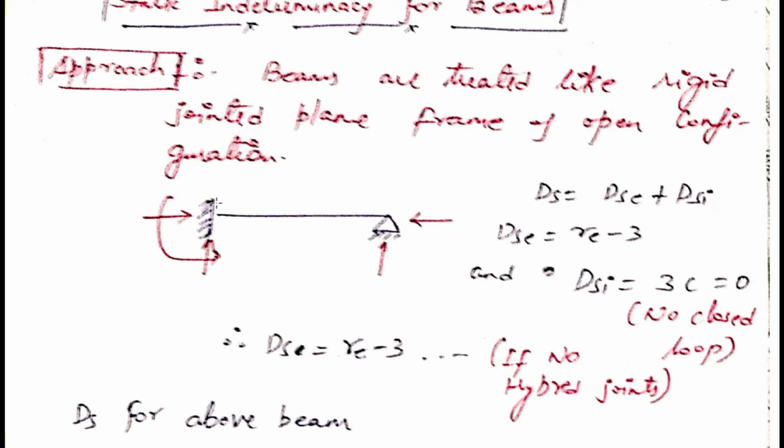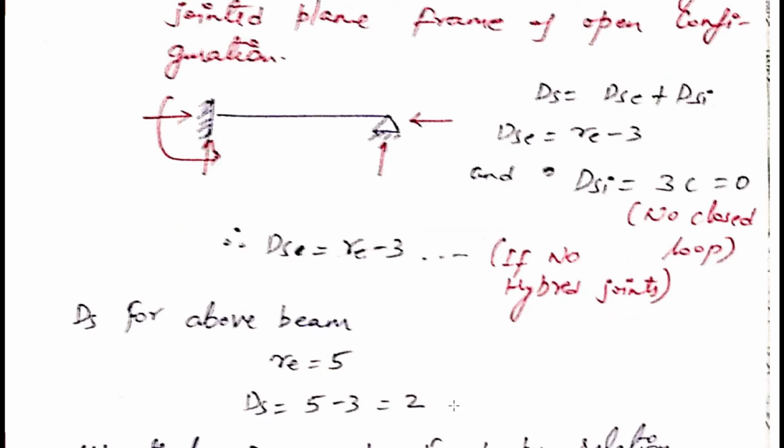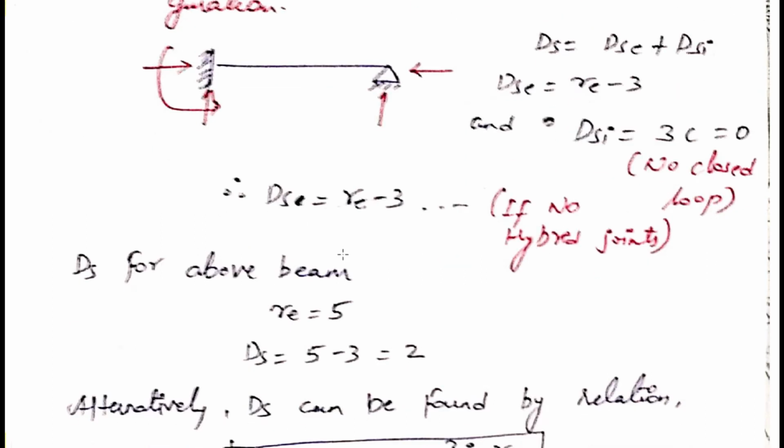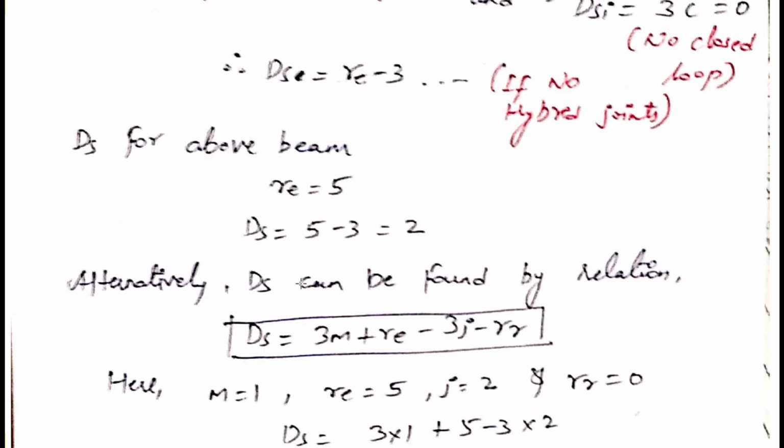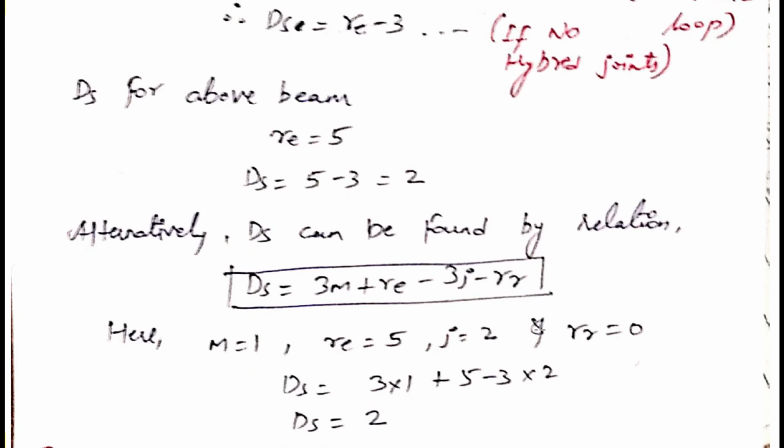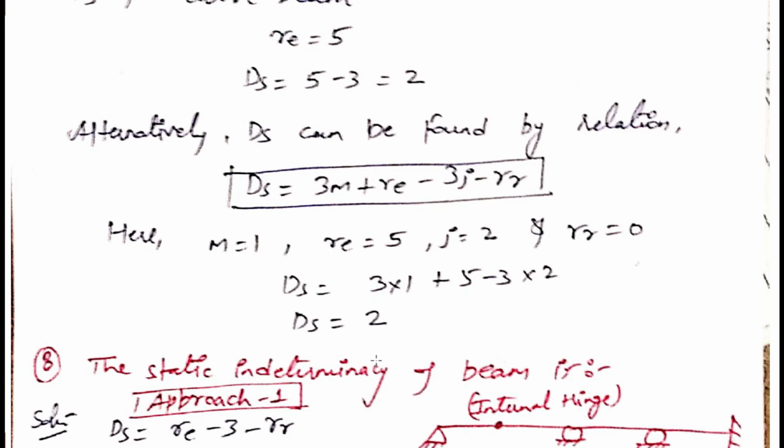Okay. So see this example. This is a fixed support, 3 reactions here. This is a hinge support, 2 reactions here. Total RE value is 5. So 5 minus, we are having 3 available equations as we don't have any hybrid joints here. So RE minus 3, that is DS is equal to 2 here. So static indeterminacy for this beam is equal to 2. So we can't consider DSI in case of beams. Alternatively, we can find it with this formula, 3m plus RE minus 3j minus RR, where RR value is equal to 0 here, j is equal to 2, and RE is equal to 5 here. So DS is equal to 2 again.